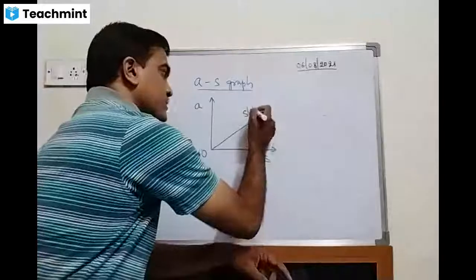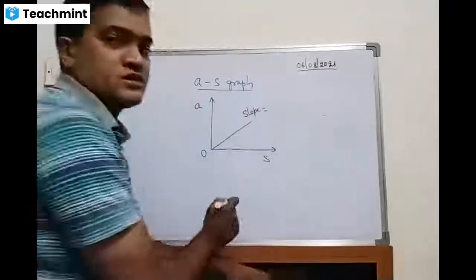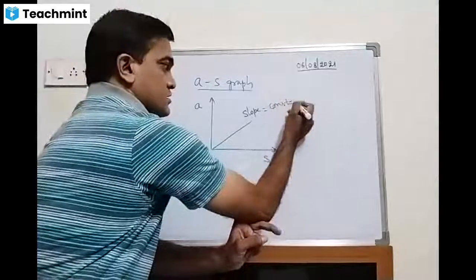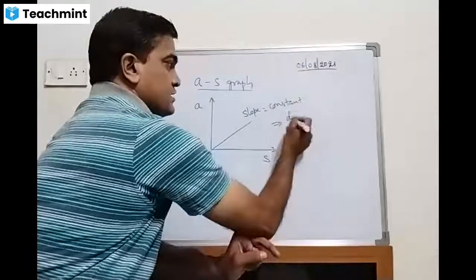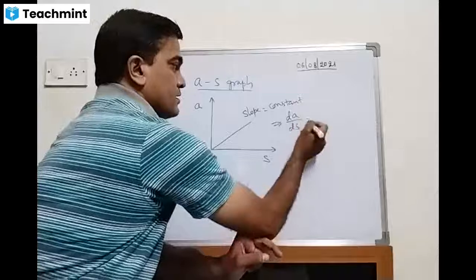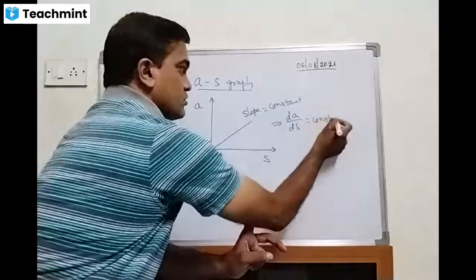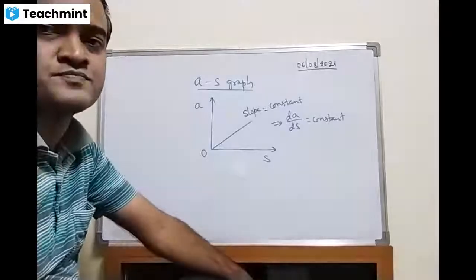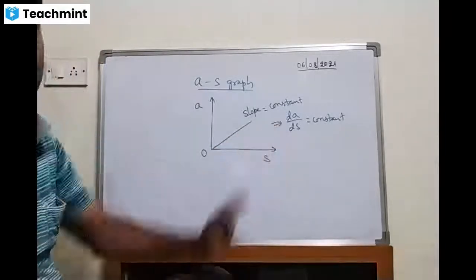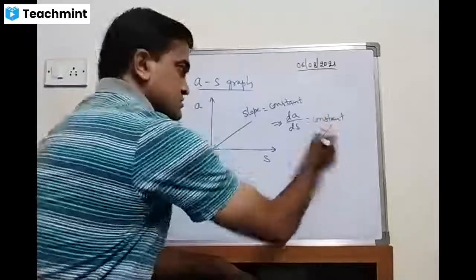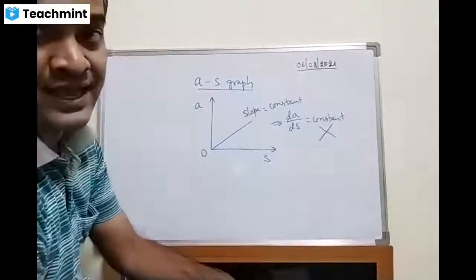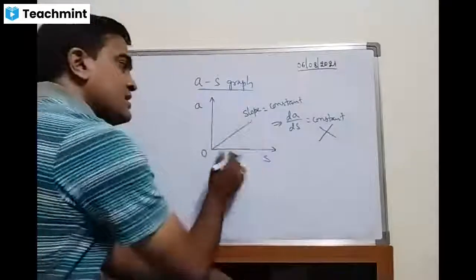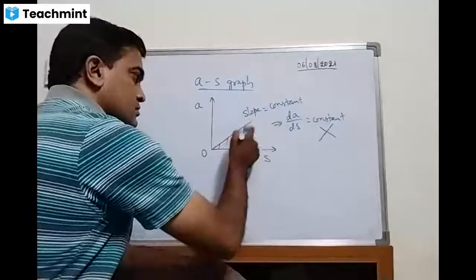Now, what is this slope? Slope is dA by dS, constant. For this I can write dA by dS equal to constant. But this dA by dS has no significance. It is meaningless. Let's try to find out the area. Now, what is the area bounded by this curve, or area under the curve?